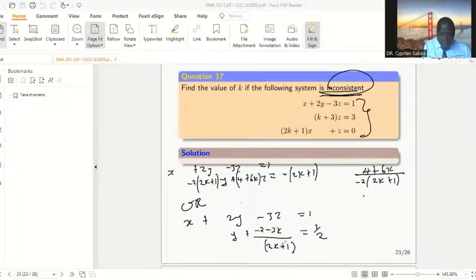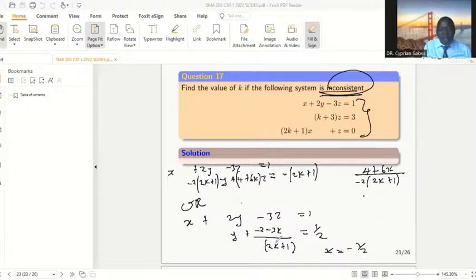My problem is here. Once this denominator is 0, this system would have no solution. When does this denominator become 0? When k is negative a half. Because when k is negative a half, then you have 2 times negative a half plus 1, which is 0. So when k is negative a half, the denominator here will be 0.